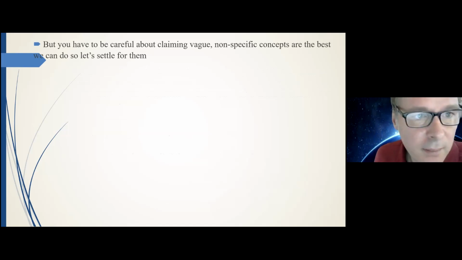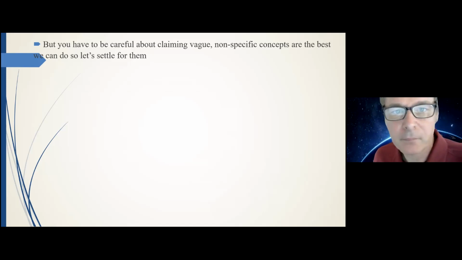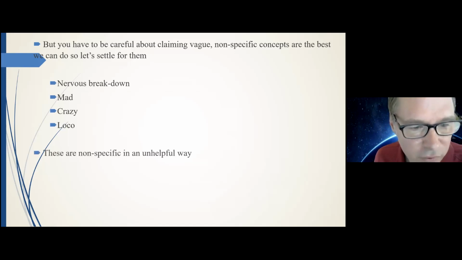But here's the thing: I think you have to be careful about claiming that vague, non-specific concepts are the best we can do and that we should settle for them. You don't want to be vague as a matter of principle, or what Paul Meehl called it. You don't want the word to just be muddled and vague just because you like it that way. Sometimes you have concepts like nervous breakdown, mad, crazy, loco. These are probably non-specific in an unhelpful way.